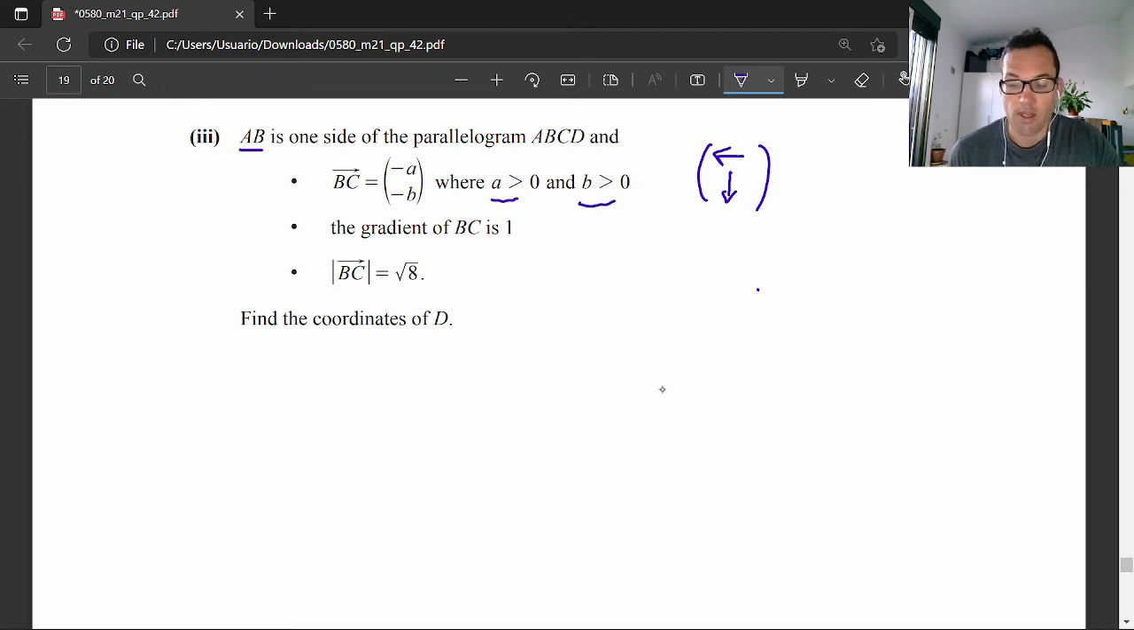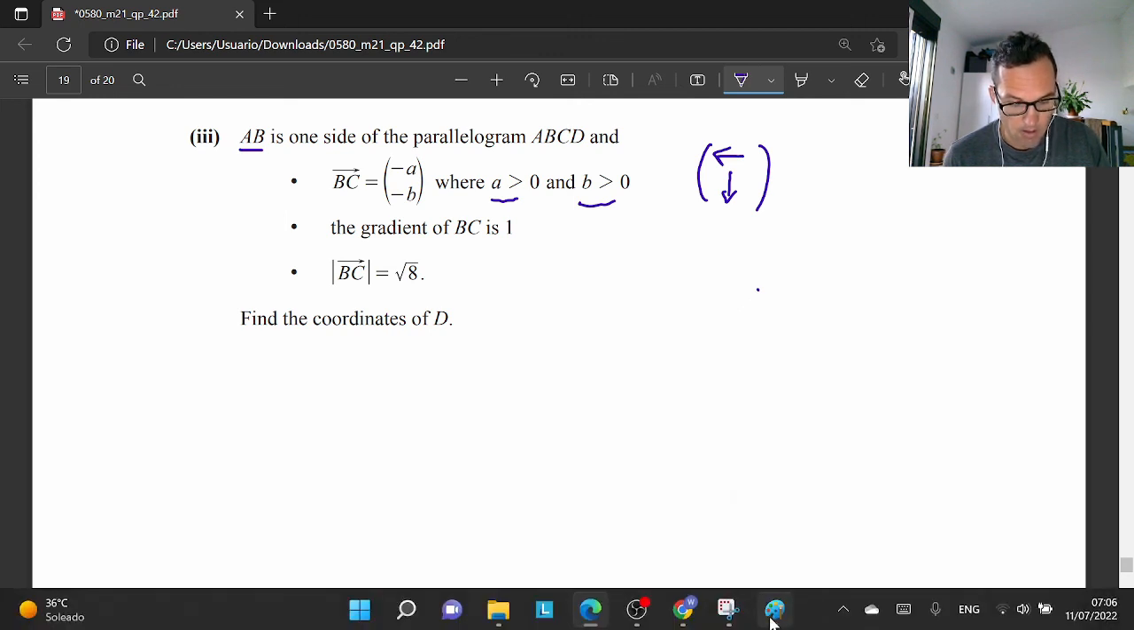This is just so that if A was negative, we would have had two negatives, minus A, which would turn it positive. So this is just to make it very clear that BC is a vector that goes left and goes down. So let's see what that might look like on a diagram.